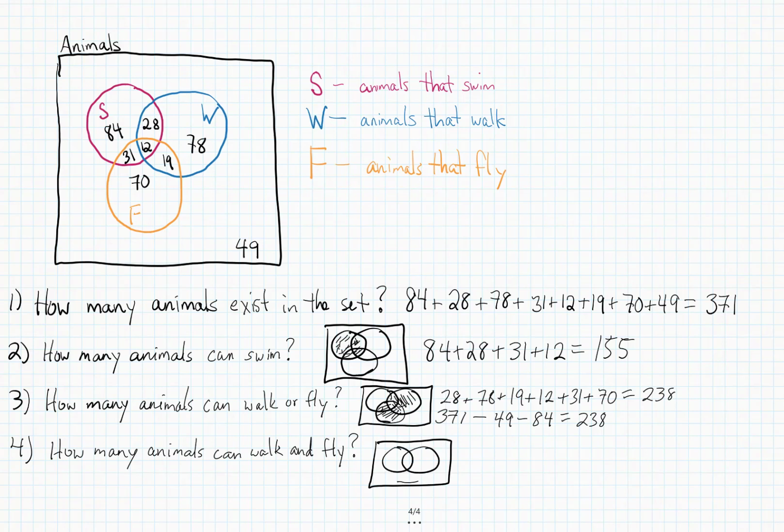So last but not least, let's see this just to hit the point home. How many animals can walk and fly? So we need both walk and fly at the same time. And in that case, you'll have that overlap of the F circle and the W circle. And so what does that mean? Well, there's just two numbers, 12 and 19. You add those up, you get 31, and you have your final answer.